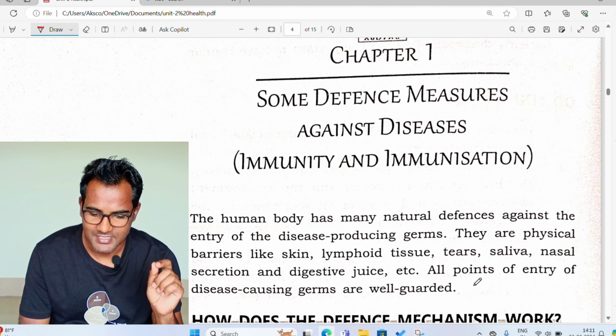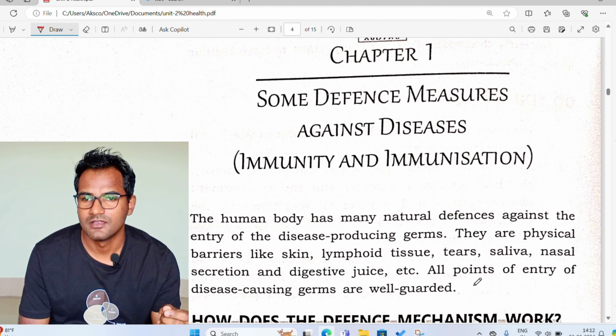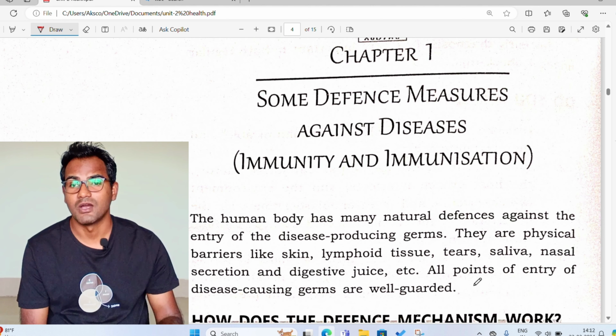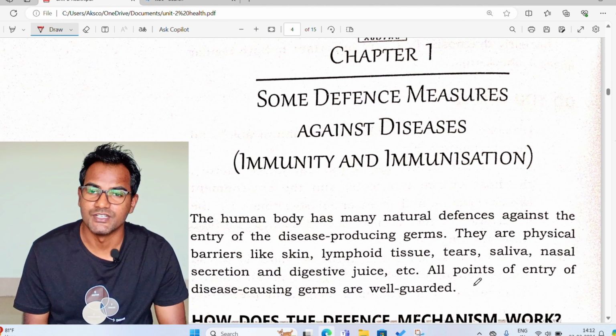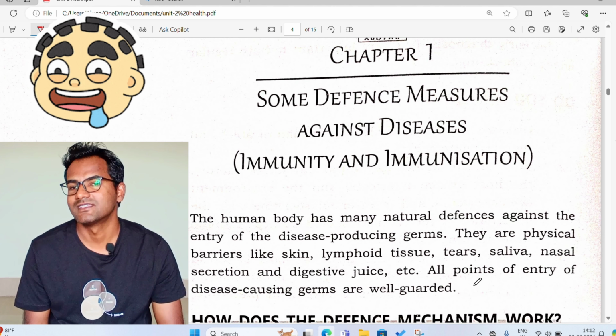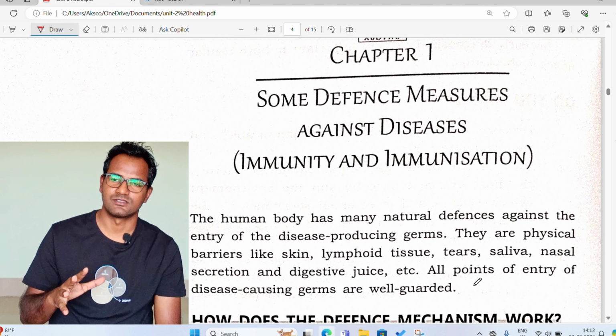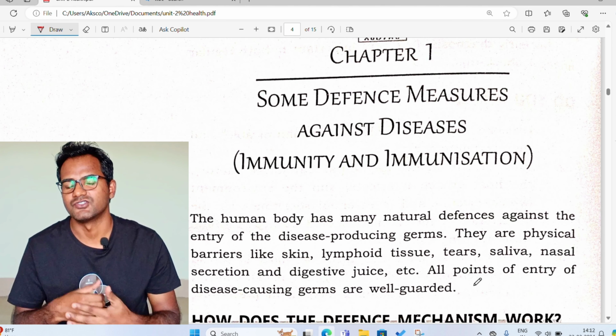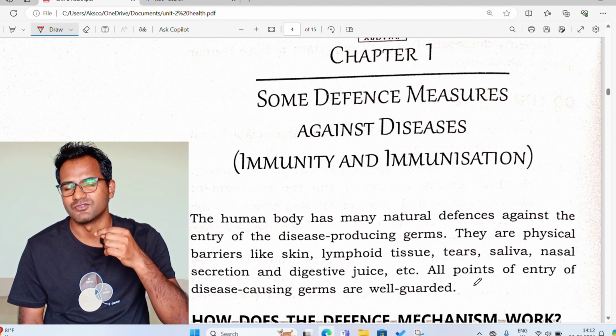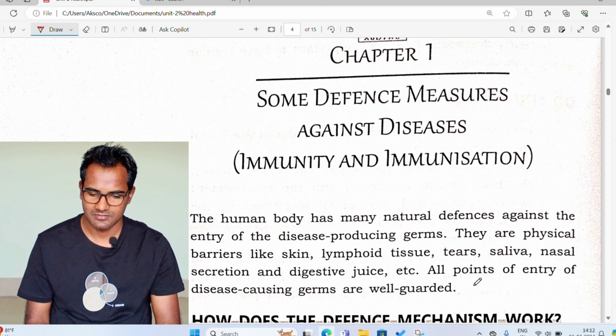Now again, it says about saliva. So what do we have in our mouth? We have the saliva. The liquid in our mouth is known as saliva, right? Then that liquid also helps us in digestion of food, right? If something harmful enters our mouth, then we spit it out, right?